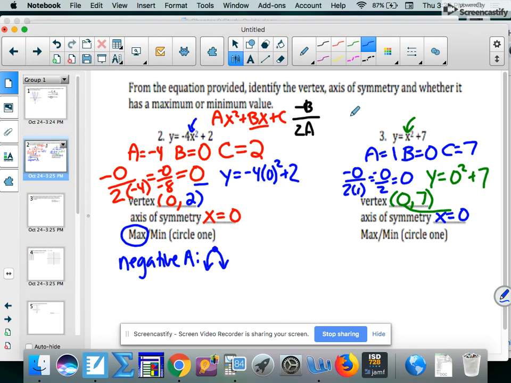How do I know if it's a max or min? Well, it's a happy face because A is positive. So it's a happy face, which means it's the lowest point in a curve, so it is a minimum. So it is the minimum there.